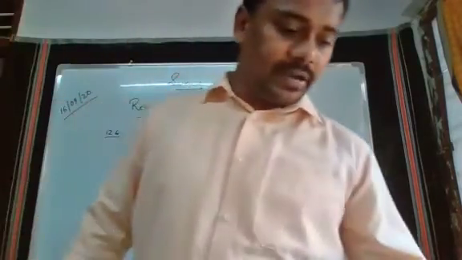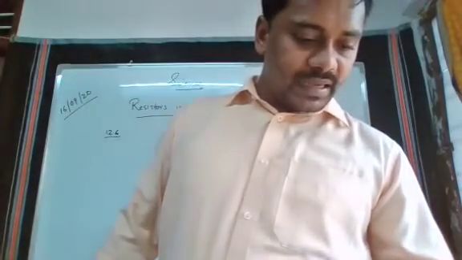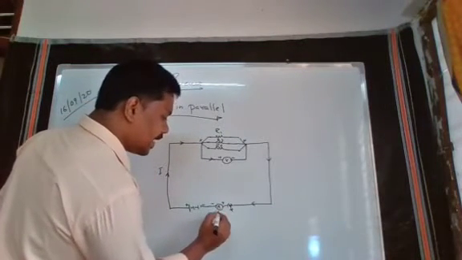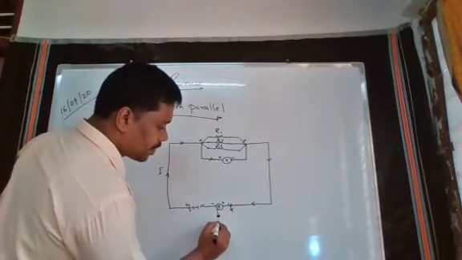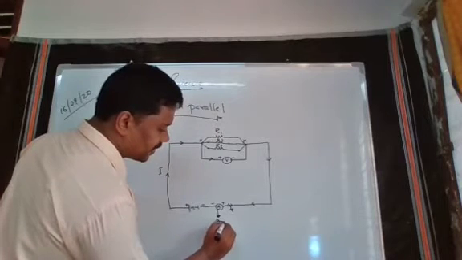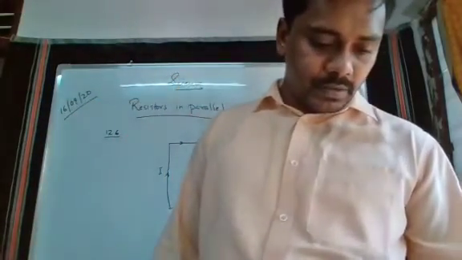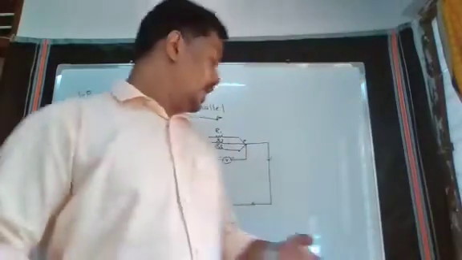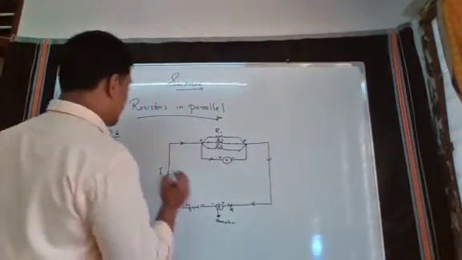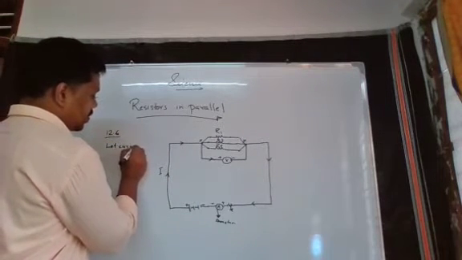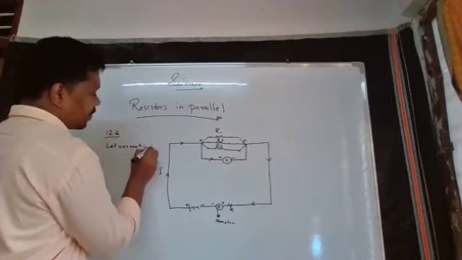Then what's the next point? Plug the key and note the ammeter reading. We have to switch on the key and take the reading in the ammeter. What is checked in the ammeter? That is current. Let the current be I. Okay. Then what's next?